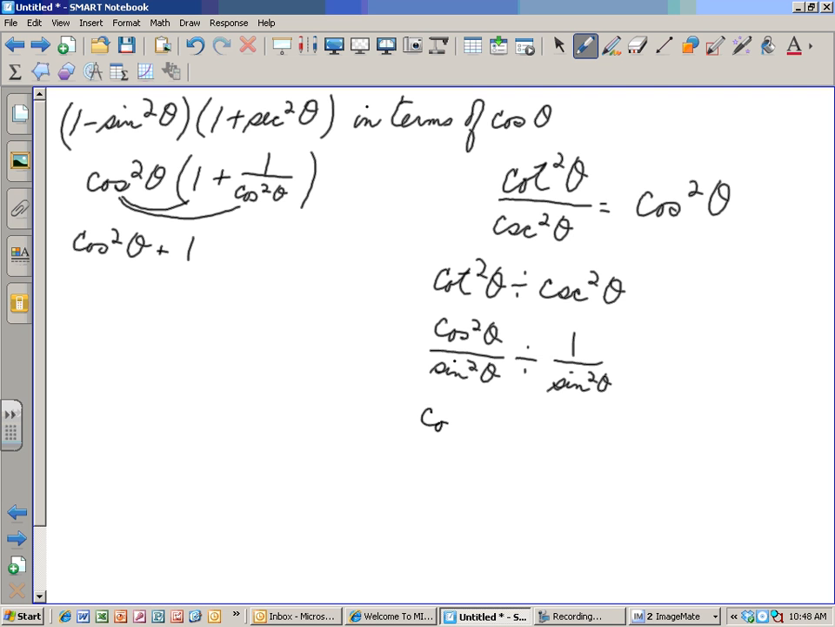When you divide fractions, you multiply by the reciprocal, flip and multiply. And one of the properties of multiplying fractions is I can cross reduce. Sine squared theta will cancel out, and I'm simply left with cosine squared theta. So cosine squared equals cosine squared. Okay.